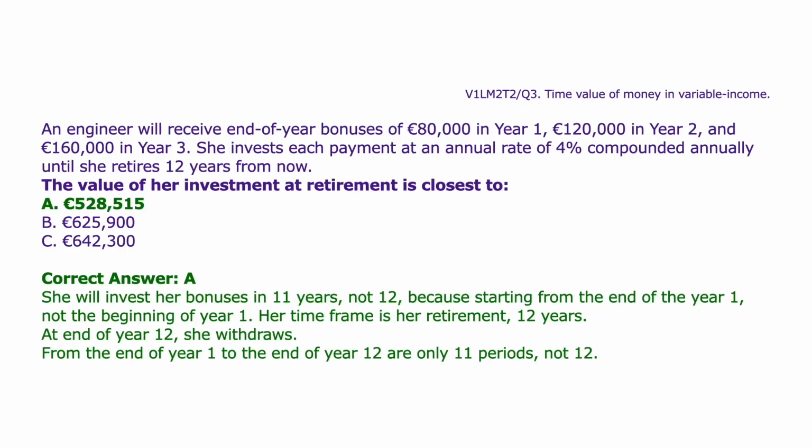She wants to know the value of her investment at her retirement, which is 12 years from today. Since the bonus invested starts at the end of year 1 and ends at the end of year 12, this is T equals 1. It is only 11 periods getting 4% annual return. The present value is T equals 0, which is the beginning of year 1.